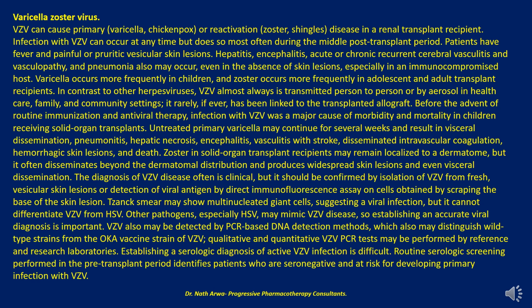Hepatitis, encephalitis, acute or chronic recurrent cerebral vasculitis and vasculopathy, and pneumonia also may occur, even in the absence of skin lesions, especially in an immunocompromised host. Varicella occurs more frequently in children, and zoster occurs more frequently in adolescent and adult transplant recipients. In contrast to other herpes viruses, varicella-zoster virus almost always is transmitted person to person or by aerosol in healthcare, family, and community settings.